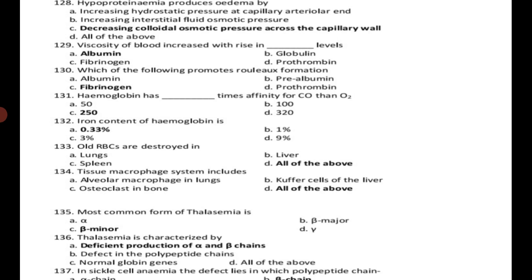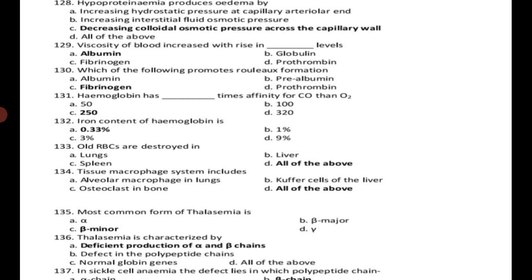Then question number 132: the iron content of hemoglobin is 0.30%. Question 133: old RBCs are destroyed in lungs, liver and spleen. Option D is the answer of question number 133.